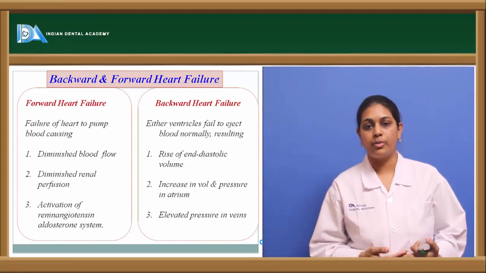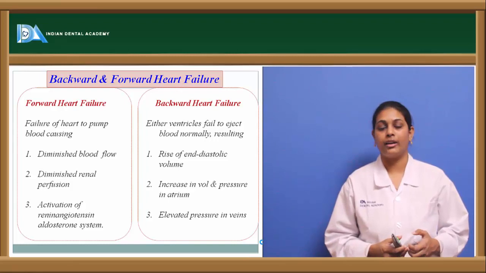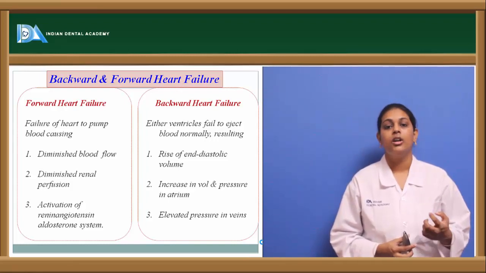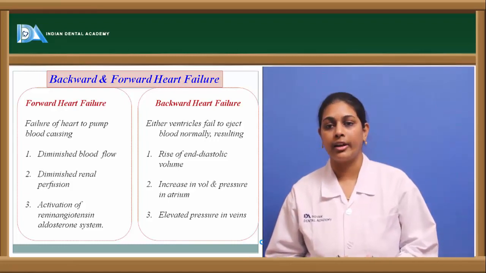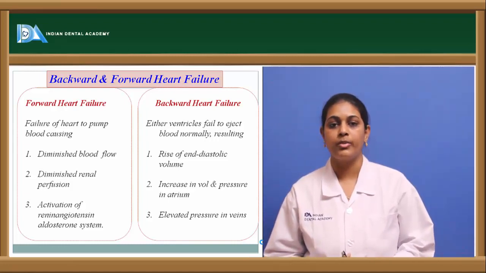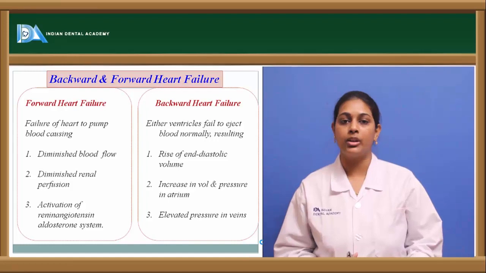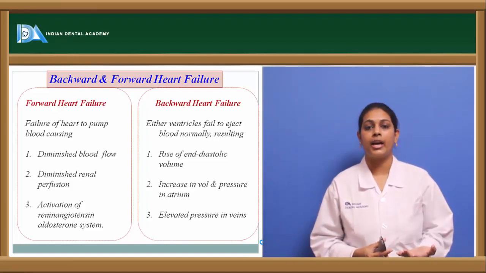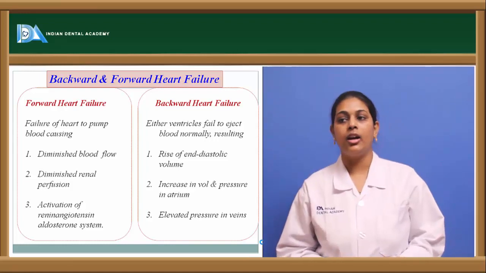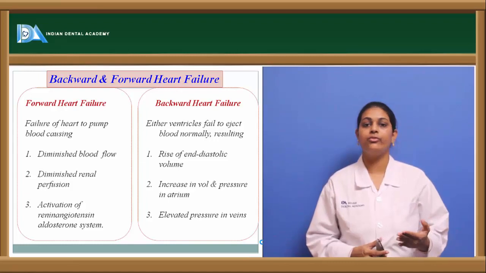This reduced blood flow also results in diminished renal perfusion, that is, perfusion to the kidneys is reduced. This results in activation of the renin-angiotensin-aldosterone system, which is a compensatory mechanism that tries to adapt to this reduced blood flow and compensate with other mechanisms such as tachycardia and by increasing the cardiac output. So this is what we see in forward heart failure.